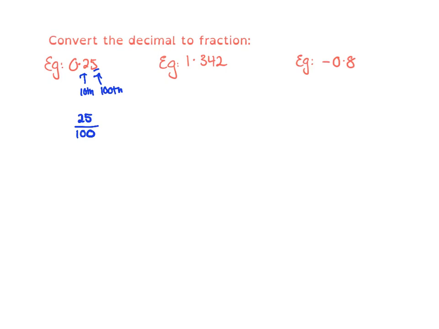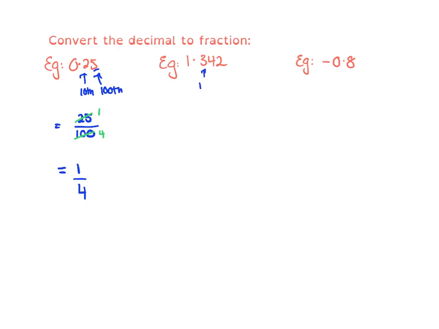So once you've changed it to a fraction, we should then see if we can simplify, which we can. We can say 25 goes into 25 once and 25 into 100 goes 4 times. So we could simplify our answer and say it is 1/4.